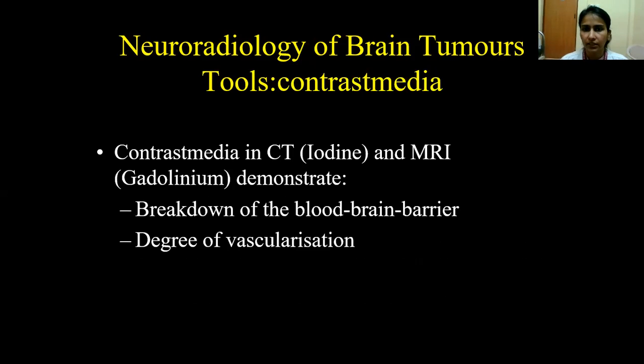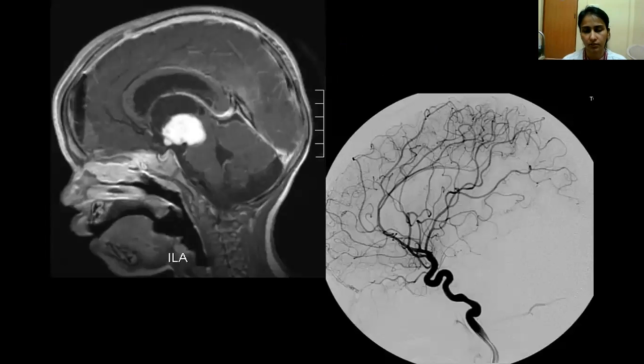So the contrast media in CT is iodine and in MRI, as we discussed before, is gadolinium, which demonstrates contrast enhancement when there is a breakdown of the blood-brain barrier. We have to note the degree of vascularization in a tumor to identify what type of enhancement is there, so that we can categorize it and characterize the different tumors into different classes.